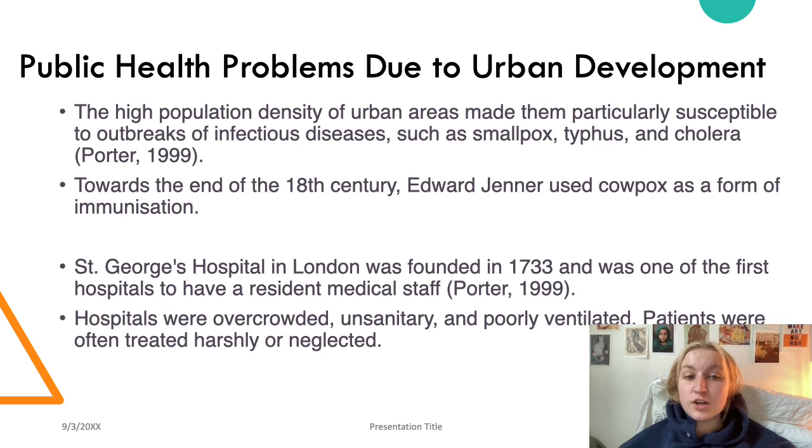However, conditions in hospitals were still very poor. They were overcrowded, unsanitary, and poorly ventilated. Patients were often treated harshly or neglected because hospitals were often associated with poverty. Hygiene was still regarded as not important, as people did not know that bad hygiene spread disease. Surgical instruments were not properly sterilized, and patients with contagious diseases were not isolated from others, which allowed diseases to spread rapidly through hospital wards.